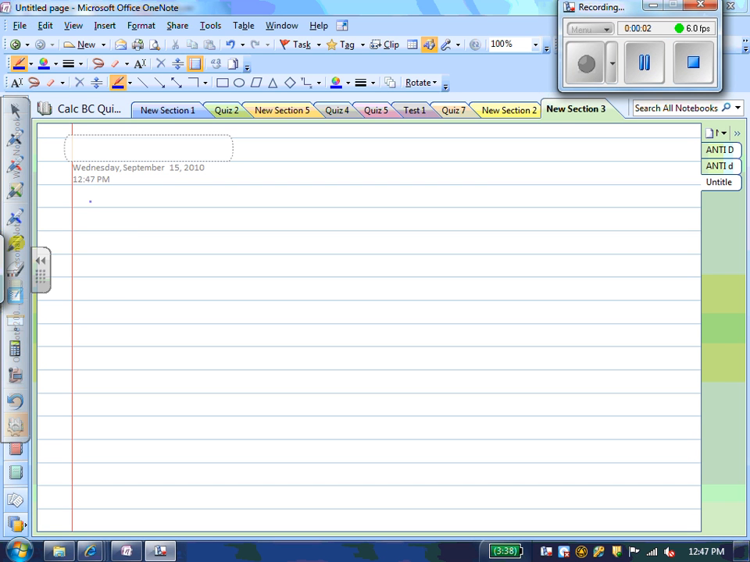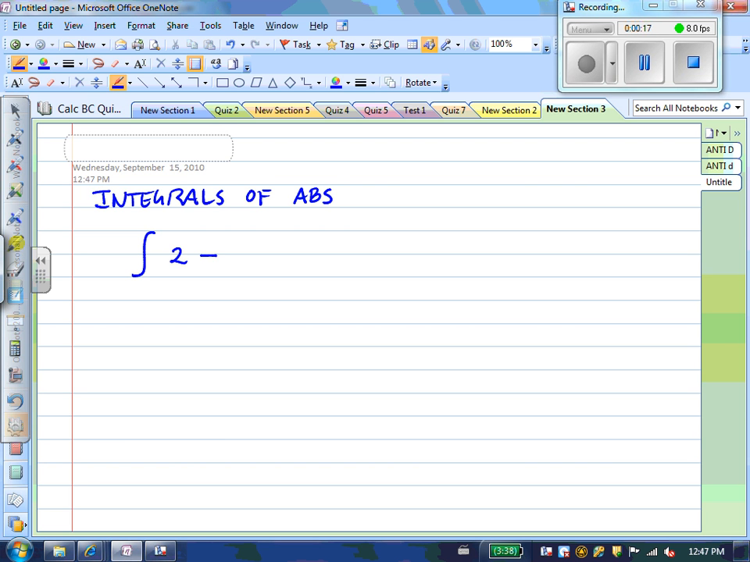This is for period 1. I realized I forgot to do integrals of absolute values, so we're going to deal with that in 2 examples. So let's say I have the integral of 2 plus the absolute value of x minus 3 dx, and I'm taking the integral of this from, let's just go -1 to 4.